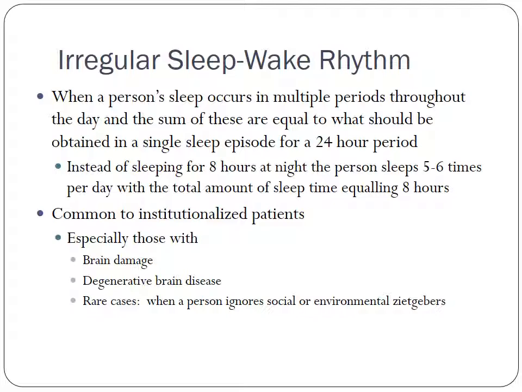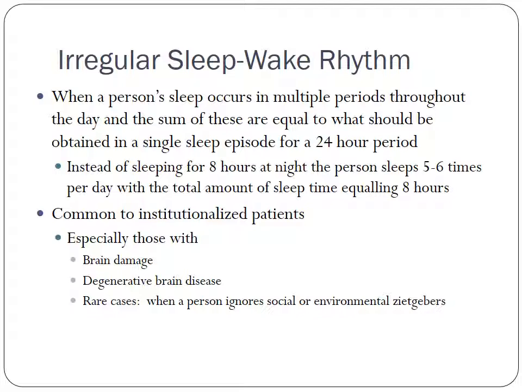Irregular sleep-wake rhythm. When a person's sleep occurs in multiple periods throughout the day, and the sum of these is equal to what should be obtained in a single sleep episode for a 24-hour period. So, for example, instead of sleeping for 8 hours at night, the person sleeps 5 to 6 times per day, and the total amount of time they slept in a 24-hour period equals 8 hours. This is common in institutionalized patients, especially those with brain damage or degenerative brain disease. It is rare for a person to ignore social environmental cues.